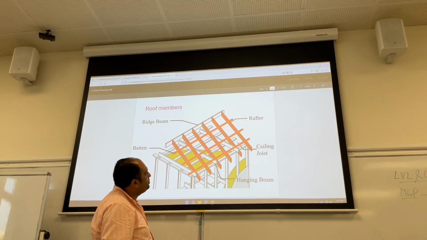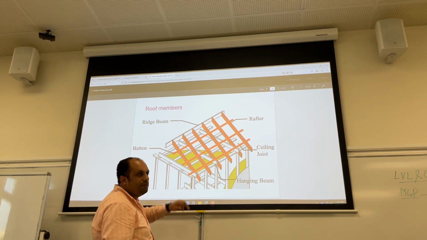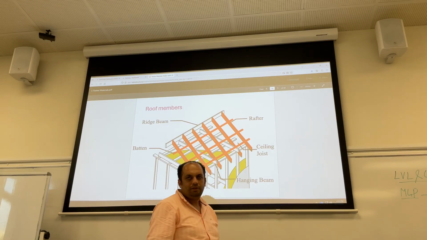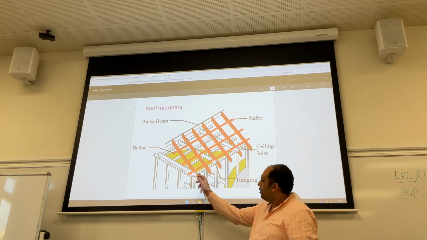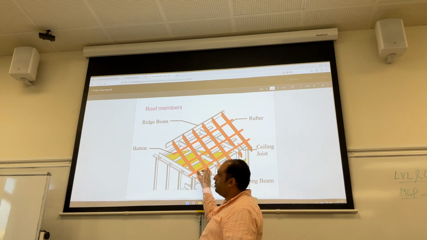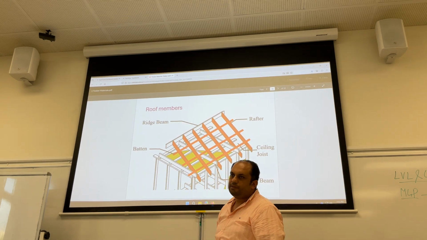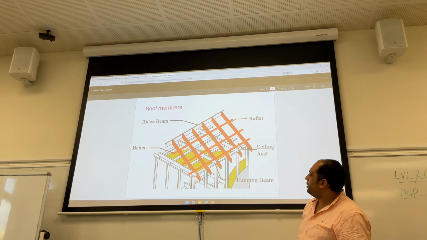And what is battens? So what does the battens mean? The battens are like purlins in steel. So the battens here are parallel to the ridge beam and perpendicular to what? To the rafter. And the roof will be on top of that. Okay. What other members here?